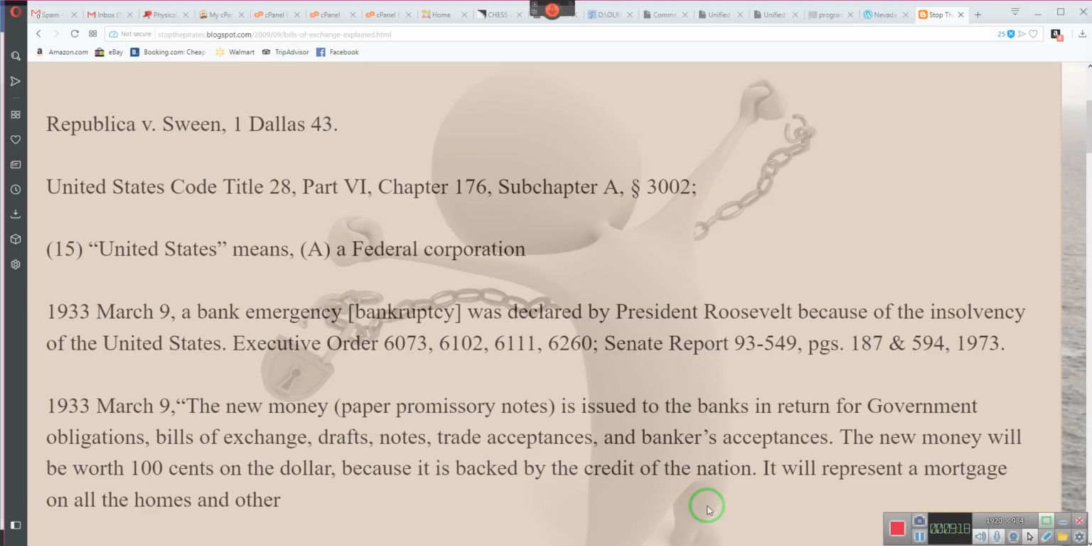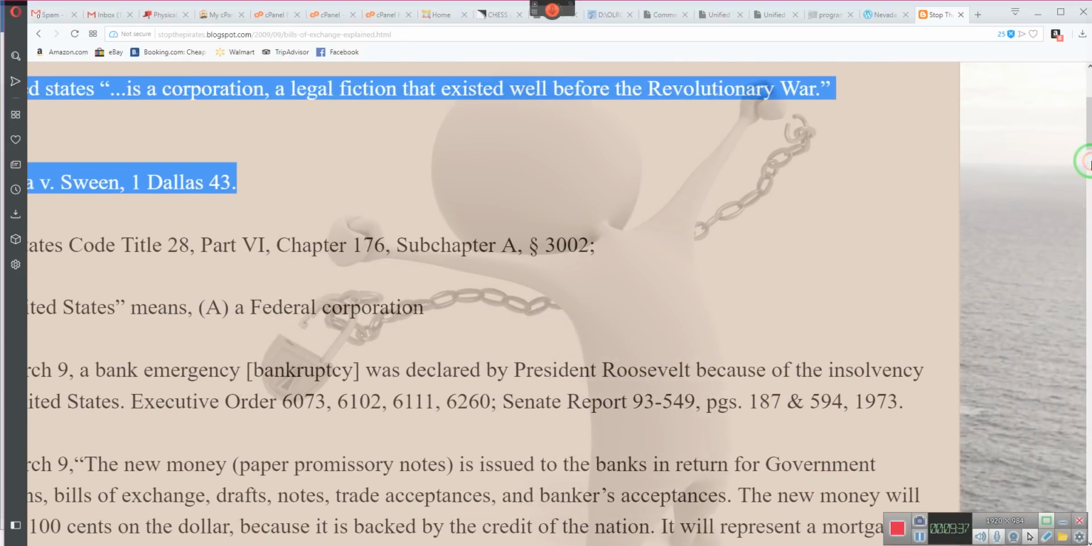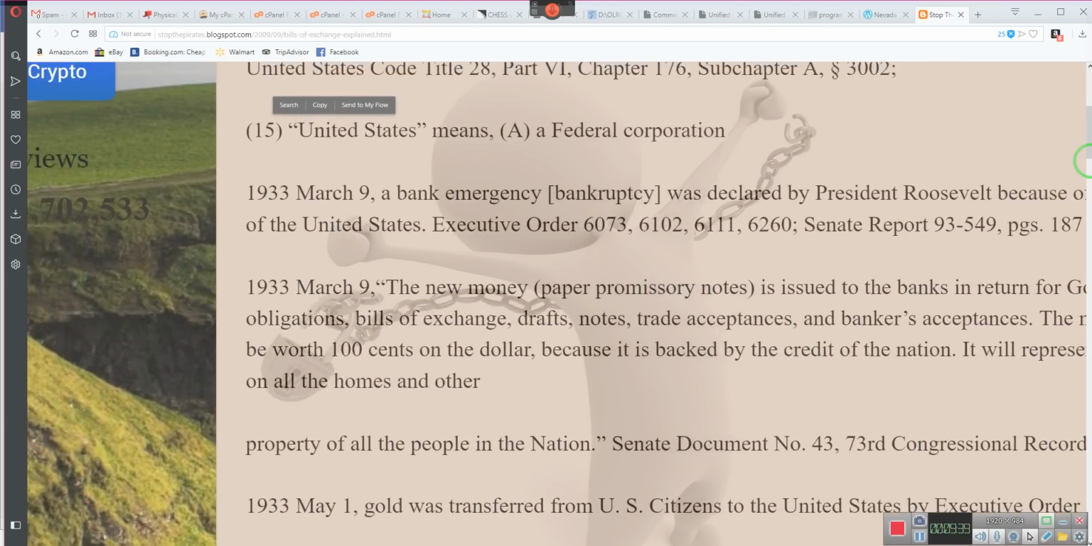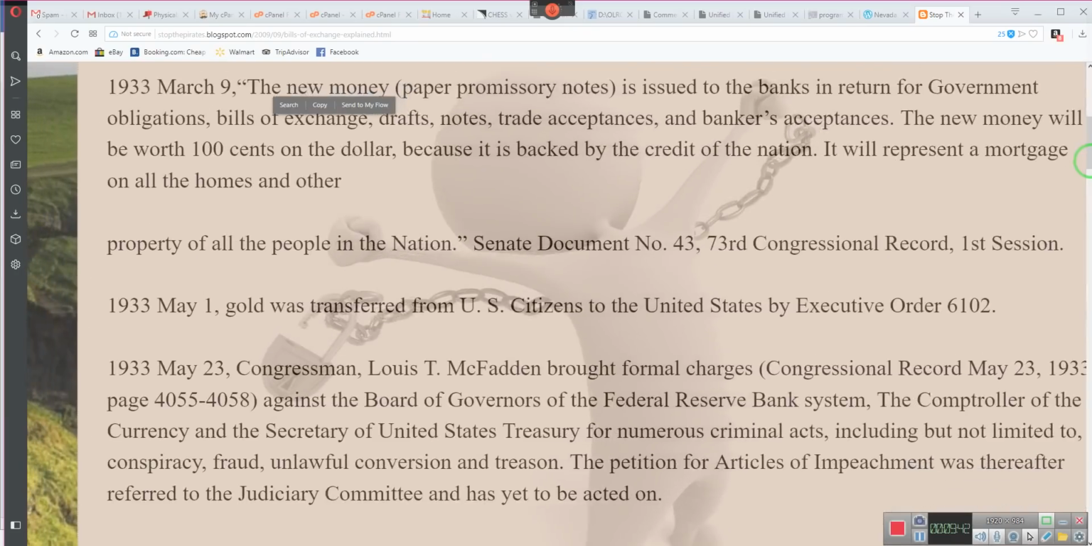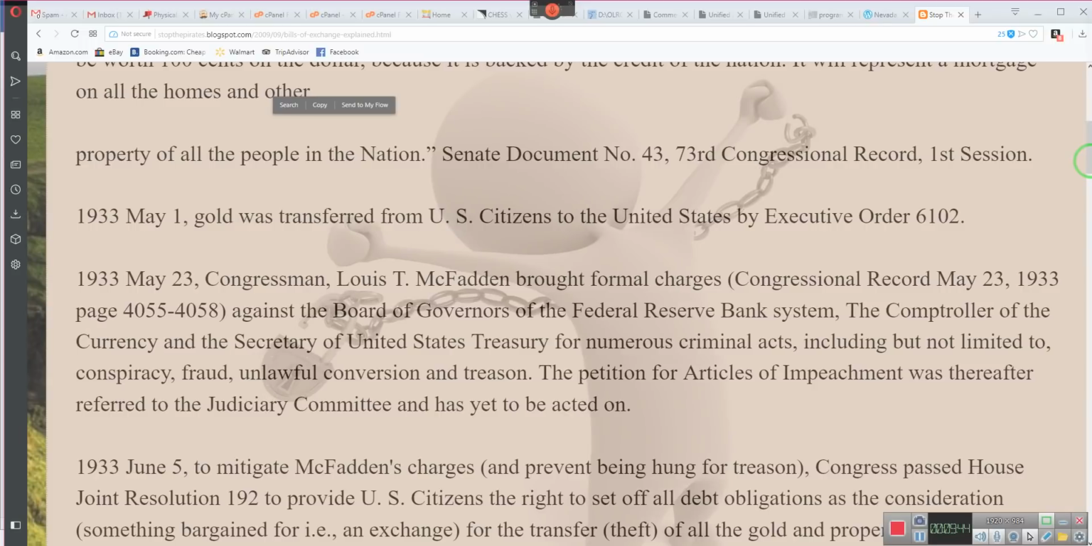What Act? HJR 192, the Gold Abrogation Act, says it's supposed to be exchanged dollar for dollar, and whatever coin or currency is in circulation in the United States at the time. Go back and look. They're telling you everything. It will represent a mortgage on all the homes and all the other property of all the people. Well, your contracts are property. Okay? Your contracts are property. Got to get the page back. Sorry about that. Forgot I can't use that. Okay. The property of all the people of the nation. All right.